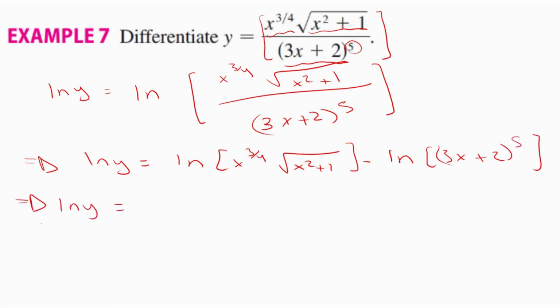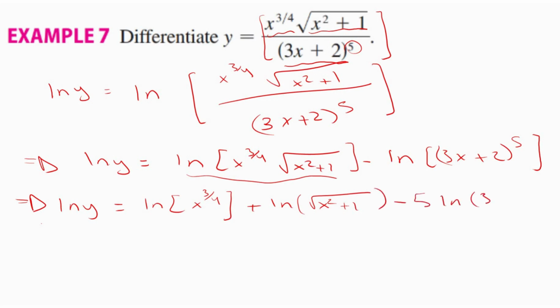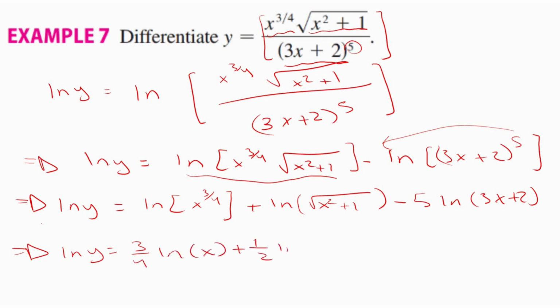Completing with the properties of logarithmic functions, so this can be also separated. This will become ln of x power 3 over 4 plus ln square root of x squared plus 1 minus 5 ln of 3x plus 2. So just taking this power down, as we have learned in the properties of logarithmic functions. And also we can simplify more. This will be 3 over 4 ln of x plus 1 over 2 ln of x squared plus 1 minus 5 ln of 3x plus 2.